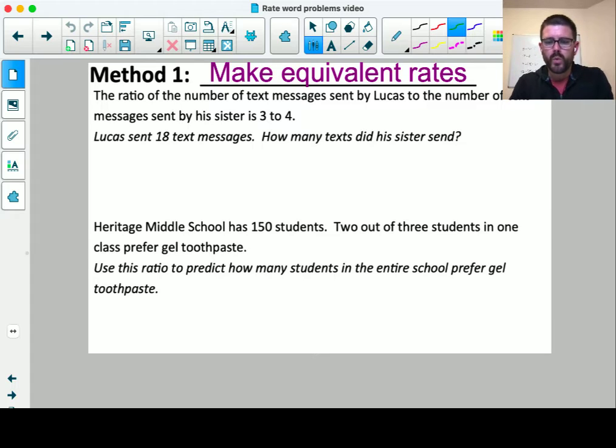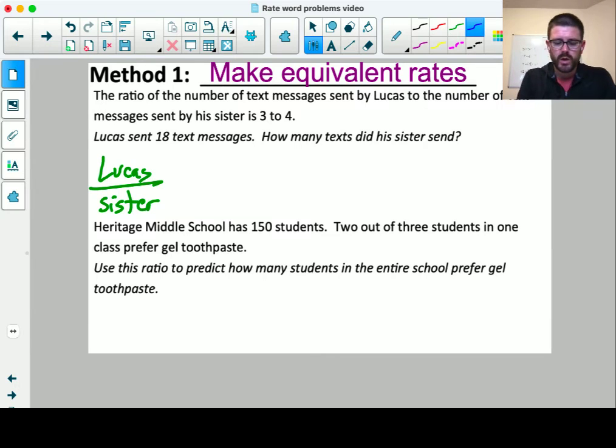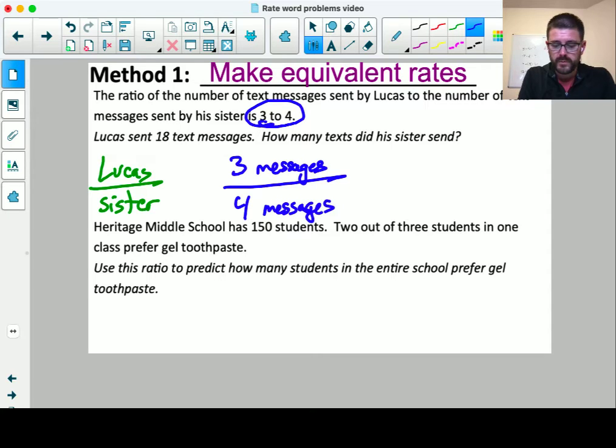So we are going to start with the information in the problem. It said the ratio of the number of text messages sent by Lucas to the number of text messages sent by his sister is 3 to 4. So the units are always going to be important. So we're talking about text messages from Lucas and his sister. I always like to write the units off to the side because it helps me in lining things up in my problem. So Lucas sent 3 messages to 4 for his sister. So that's my starting information.